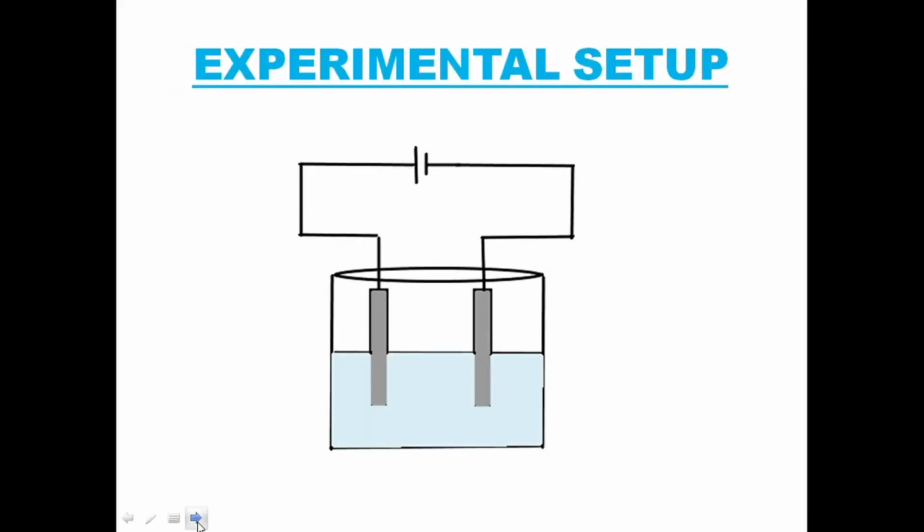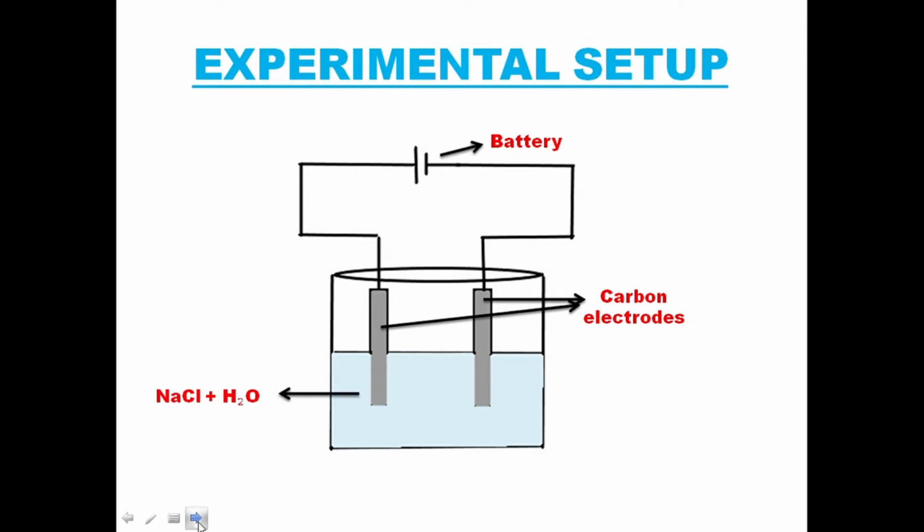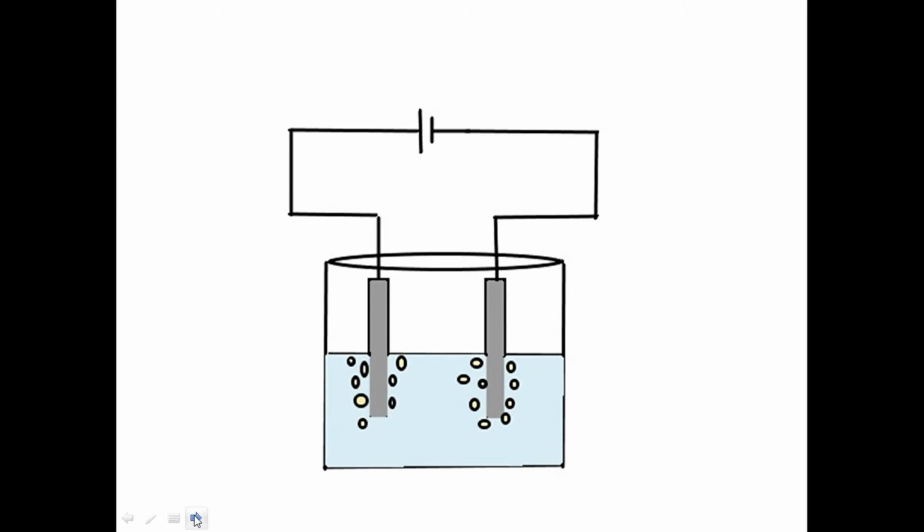So we have the separators with us, with carbon electrodes dipped in a solution and connected with a battery. In the solution we have NaCl and water, or aqueous solution of sodium chloride, which we also call brine solution. When the experiment was done, we observed that bubbles of gas were liberated at each electrode. What happens is, when electricity is passed, both the electrodes acquire opposite charges, the positive being the anode and the negative being the cathode.